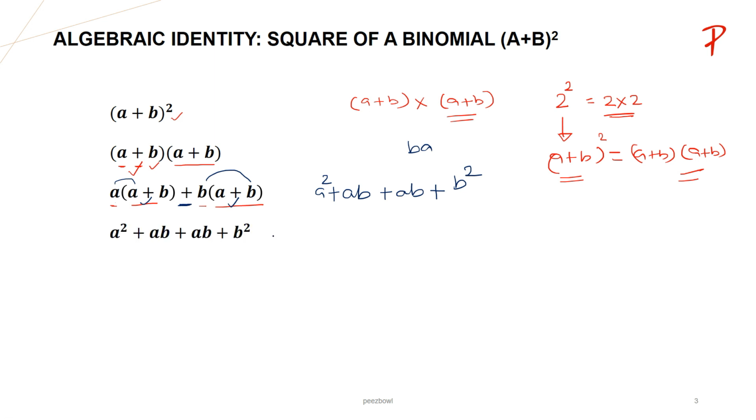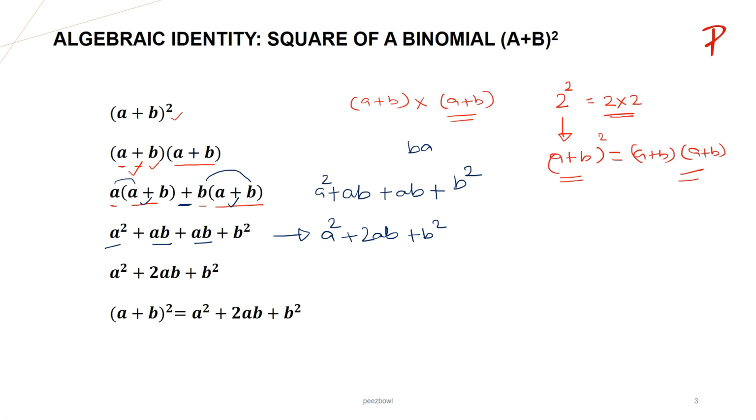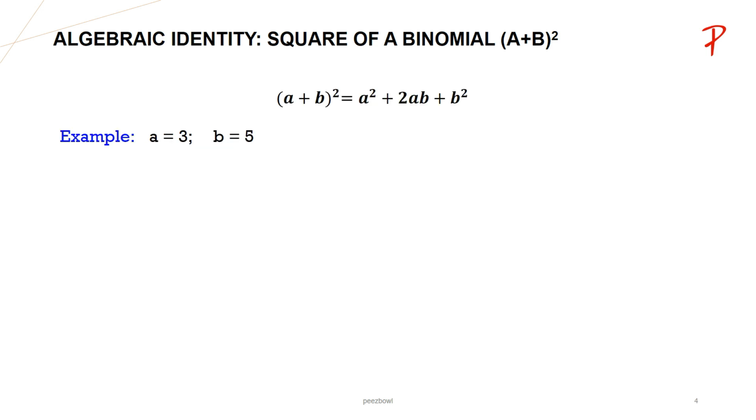Now we need to add similar terms, so a square will remain as it is. ab plus ab is nothing but 2ab. After that we have b square. So the final identity becomes (a + b) whole square is equal to a square plus 2ab plus b square. Now let us take a real example to understand it better.